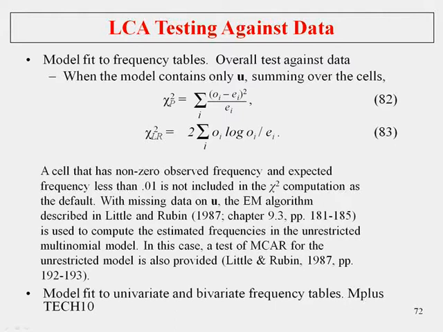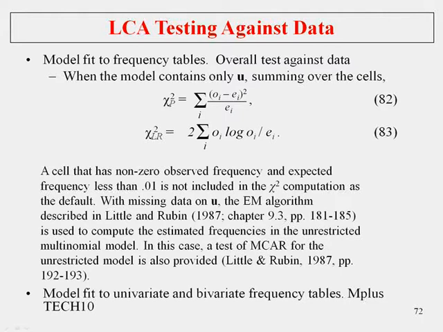And so if you have 3 binary variables, you have a 2 by 2 by 2, an 8-cell table. And E is expected or model estimated. So you might write that E is the model estimated frequency. That is the frequency estimated under H0.